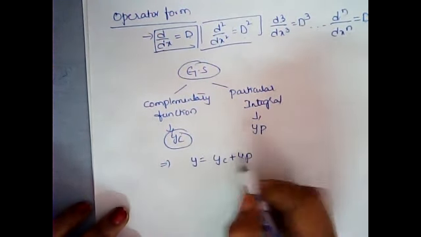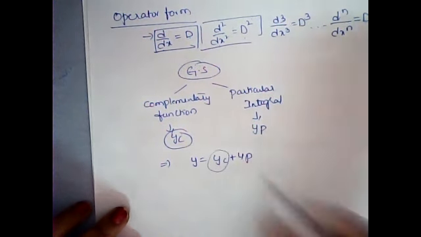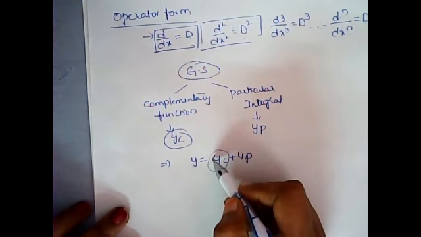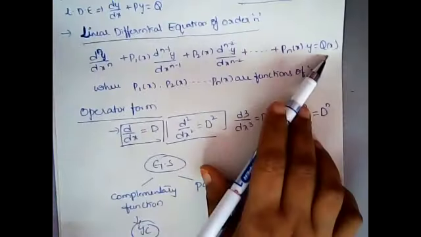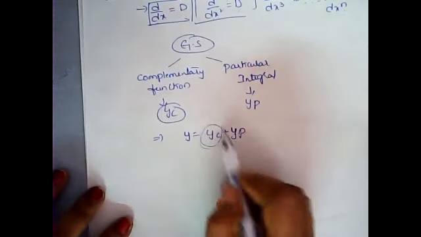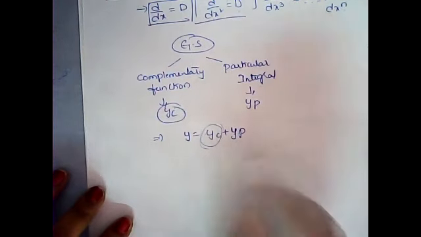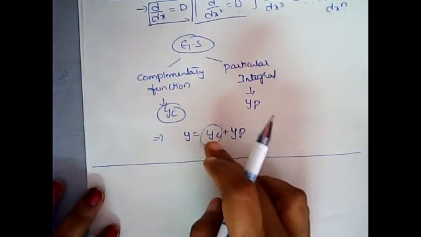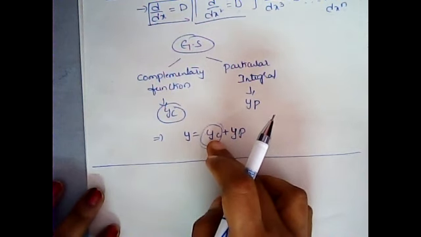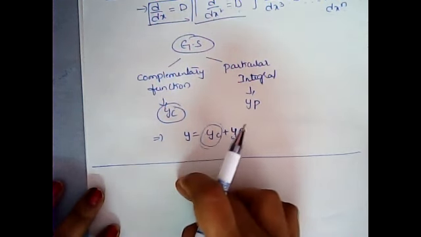So how we are going to find out yc: yc will be found by using the auxiliary equation here, and yp will depend upon the q of x, whatever we have been given here. Okay, so first let us see how we will be finding out the complementary function for the given equations. This complementary function is based upon the auxiliary equation here.